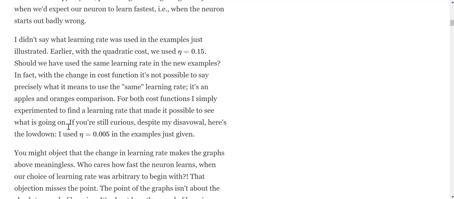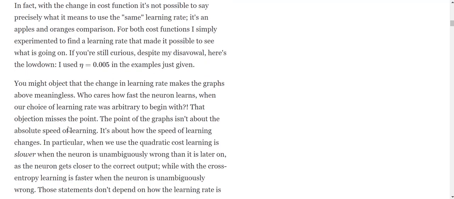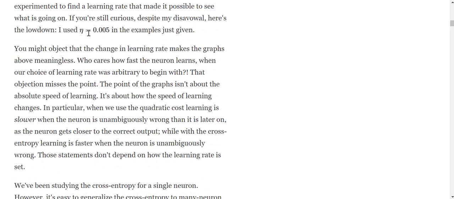I used eta 0.005 in the example just given. You might object that the change in learning rate makes the graph above meaningless. Who cares how fast the neurons learn when our choice of learning rate was arbitrary to begin with? That objection misses the point. The point of the graphs isn't the absolute speed of learning, it's how the speed of learning changes. In particular, when we use quadratic cost, learning is slower when the neuron is unambiguously wrong than it is later on, as the neuron gets closer to the correct output, while with the cross entropy learning is faster when the neuron is unambiguously wrong.